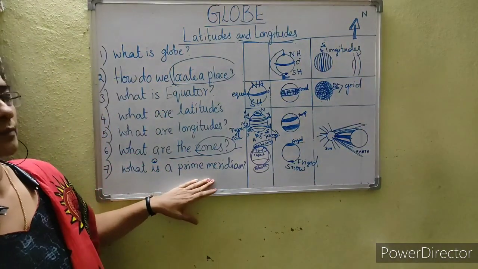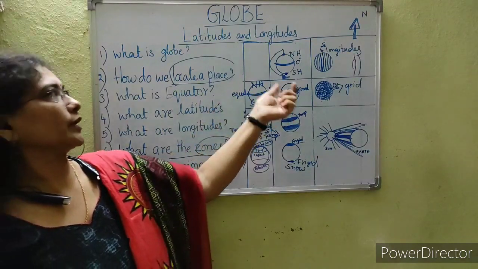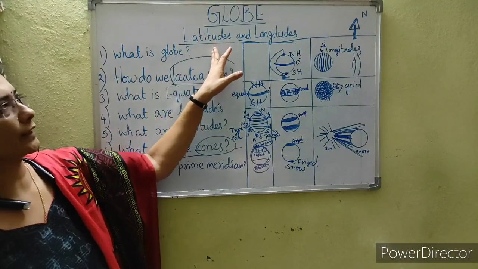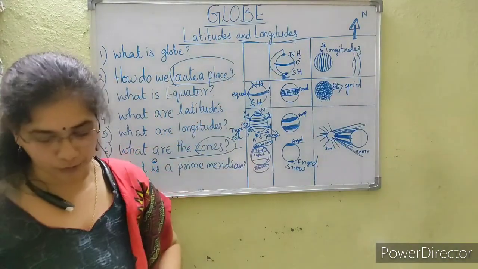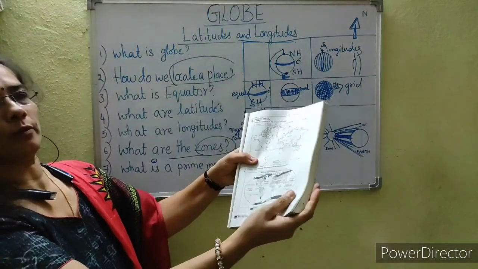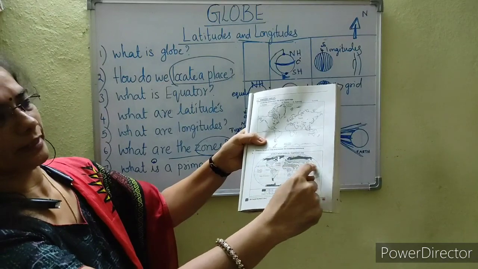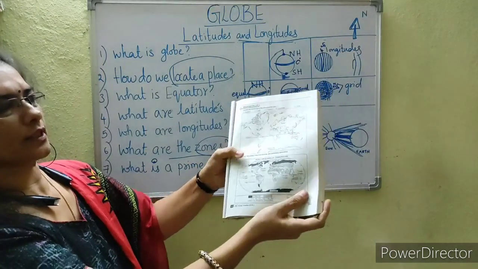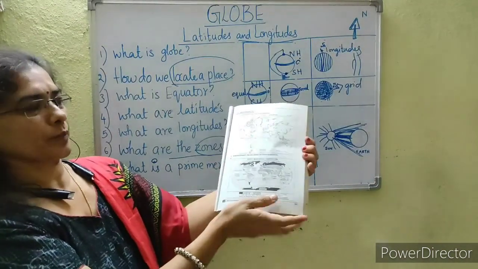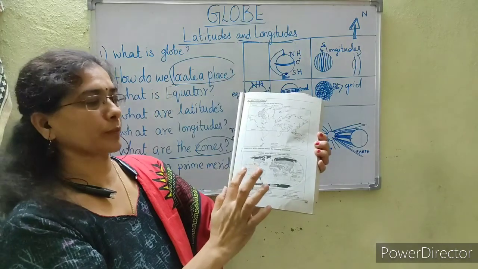So, based on the prime meridian and latitudes and longitudes, we locate a place. This is about globe latitudes and longitudes. I can show you the picture of how a globe is divided. You can see the longitudes and the latitudes. Based on this, see here the equator is passing through the map. So, based on this, you calculate and locate the place.